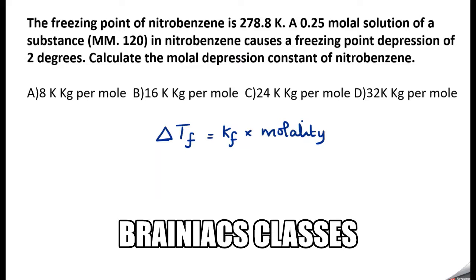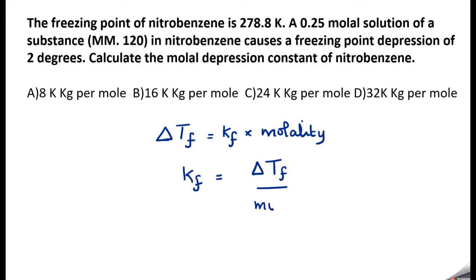So delta Tf. Here we need to calculate the molar depression constant, so Kf is equal to delta Tf divided by molality. Now, what is the delta Tf here? In the second line, they are telling that adding a 0.25 molar solution of a substance in nitrobenzene causes a freezing point depression of 2 degrees, that is delta Tf is 2, because this is the amount by which the freezing point has undergone depression.